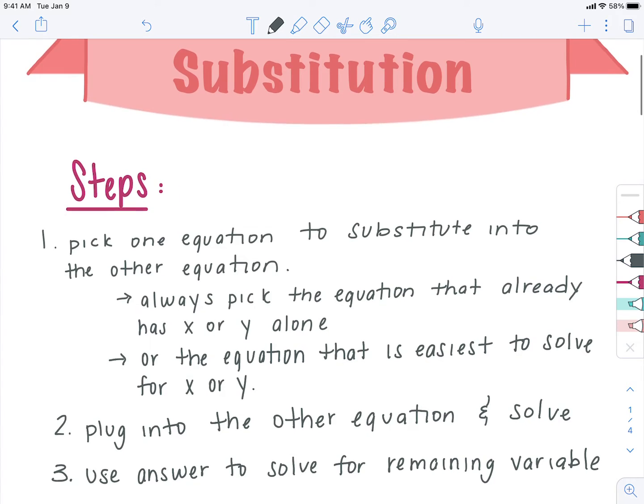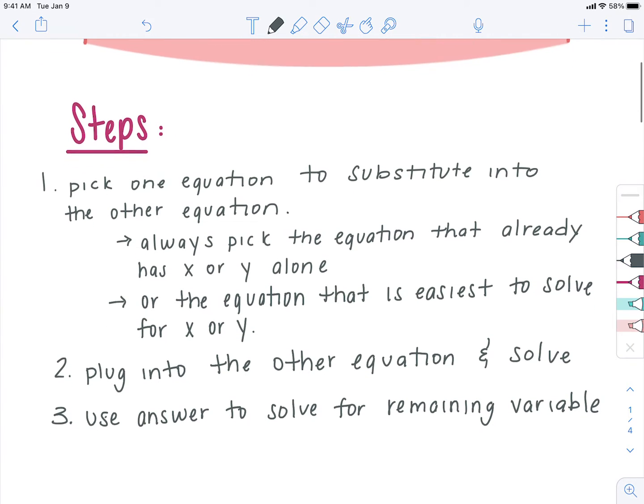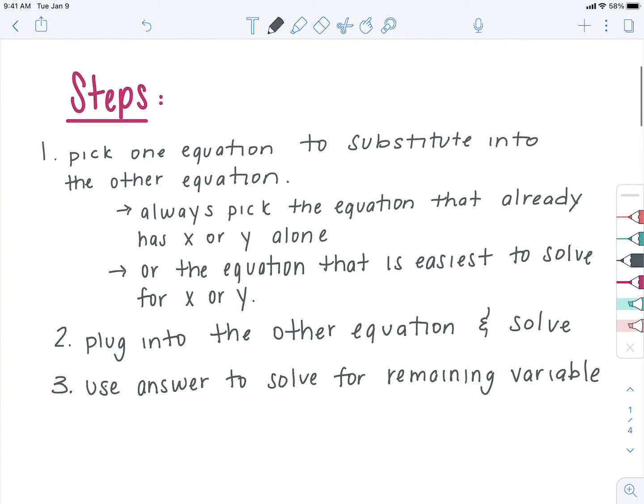So if we're looking at an equation, are you okay with me moving this?